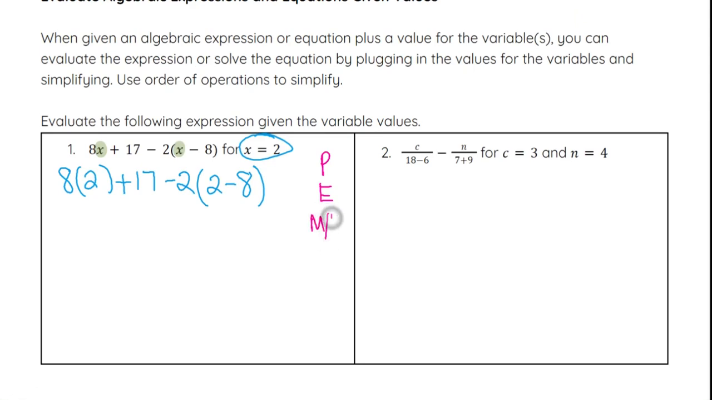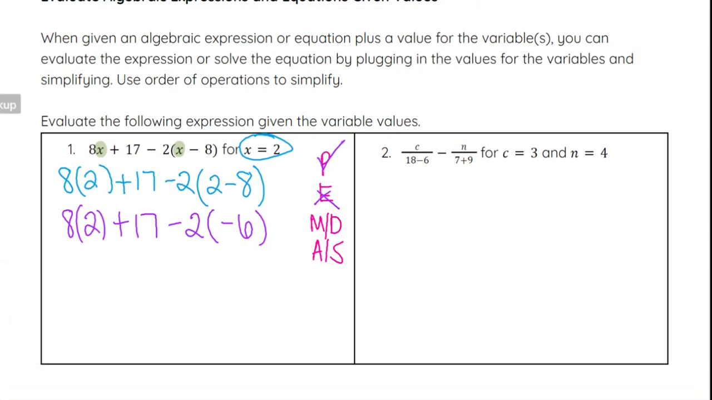Please excuse my dear Aunt Sally. So now we start with parentheses. Now there's nothing inside this first one other than a 2, so we're just going to leave that 8 times 2 plus 17 minus 2 times 2 minus 8. We can evaluate that. That is negative 6. So parentheses are done. There are no exponents to worry about, so then we move on to multiplication and division.